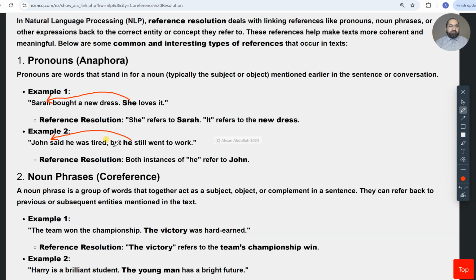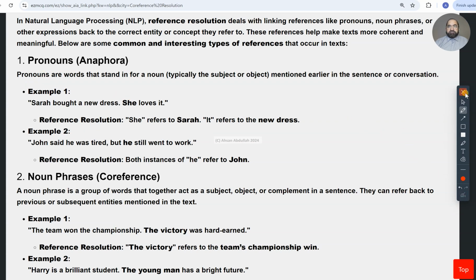Noun phrase co-reference. The team won the championship. The victory was hard earned. So over here we have a noun phrase, a group of words that together form the subject. So the victory refers to the team's championship, the team won the championship. That's how it goes. Let me clear this and move ahead. So that was a noun phrase.